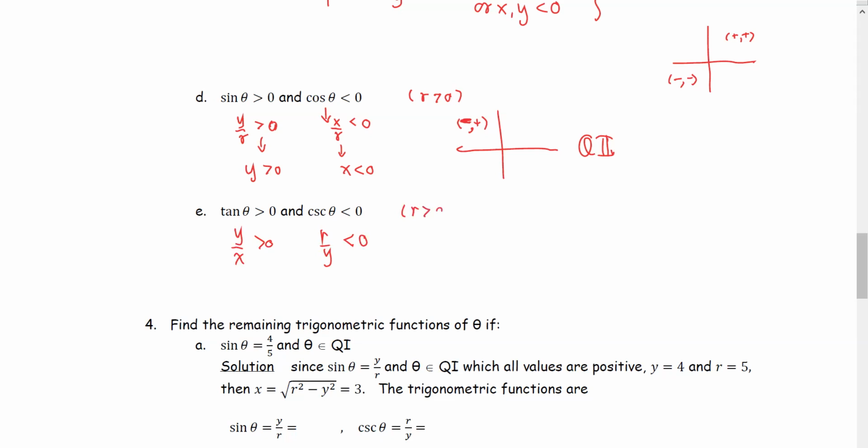Note that r is positive. That means y will be less than 0. If y is less than 0 and the quotient of x and y is greater than 0, that leads us to x must be less than 0 as well. So we look for the quadrant where x is less than 0 and y is less than 0. Therefore, that quadrant would be quadrant number 3.